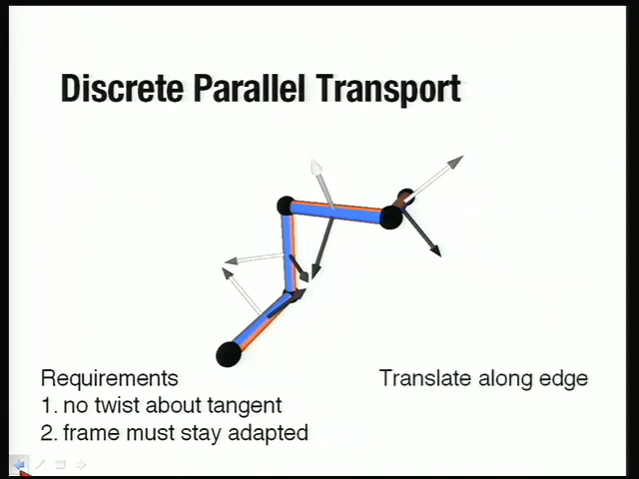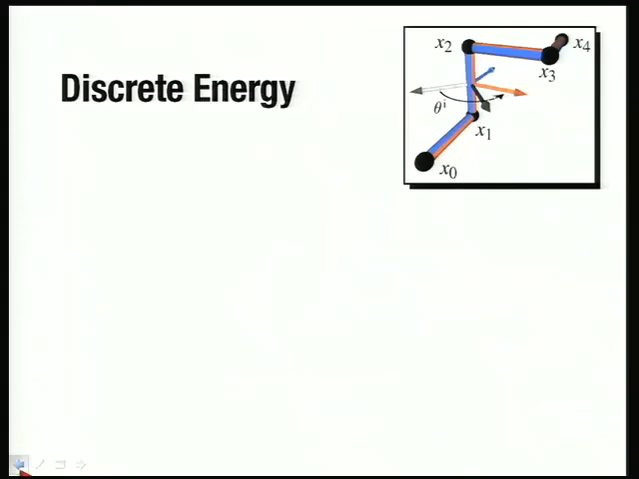Along an edge, we just translate the frame because we're not allowed to twist about the tangent. And at a vertex, we have to rotate it to align it to the next edge. So we rotate that about the binormal. And this defines discrete parallel transport.